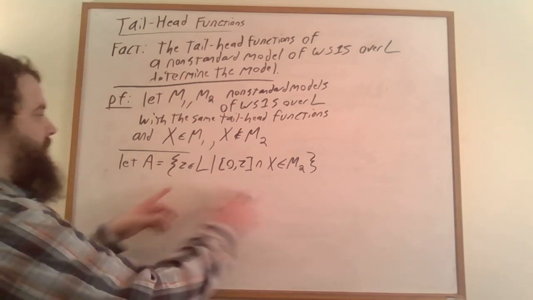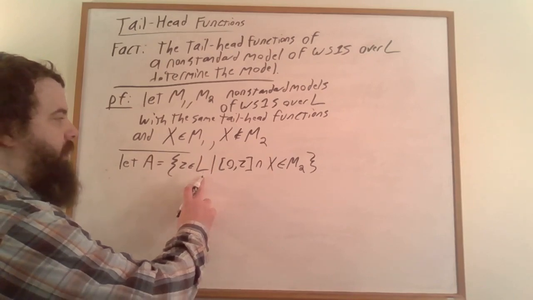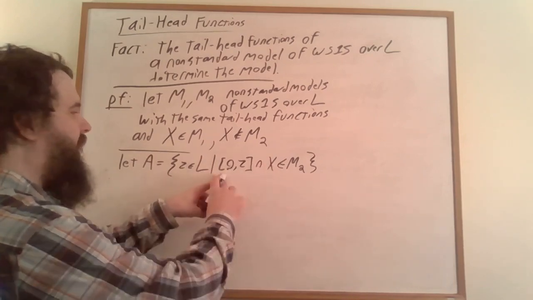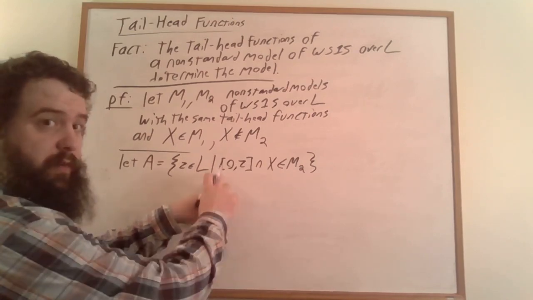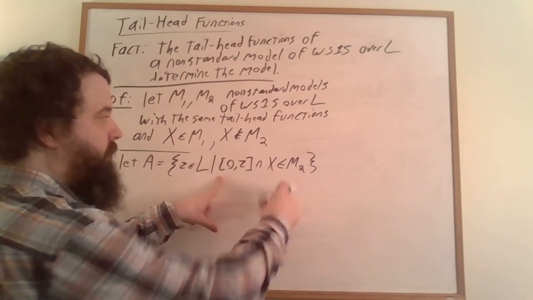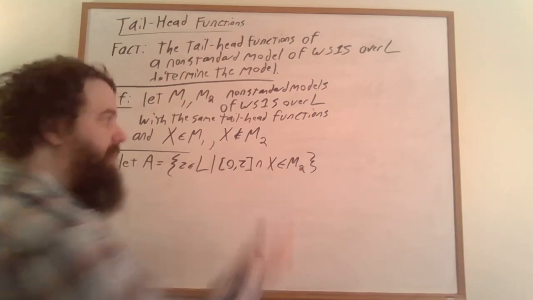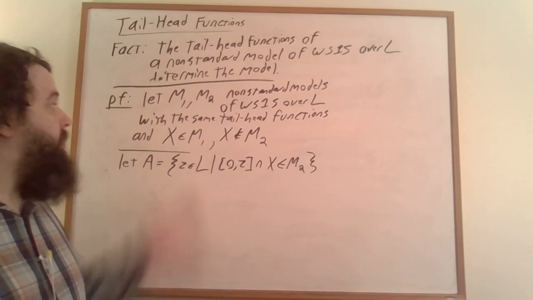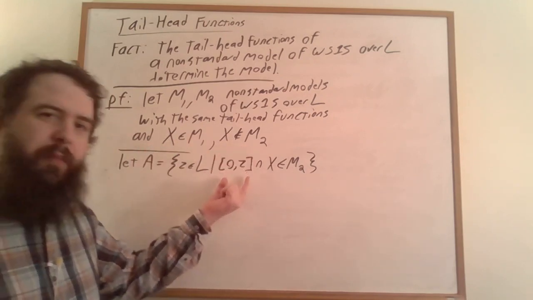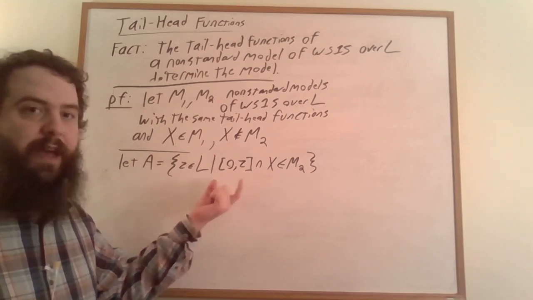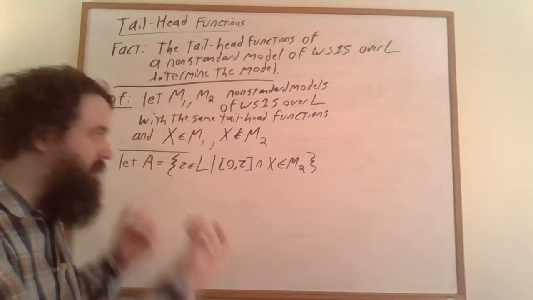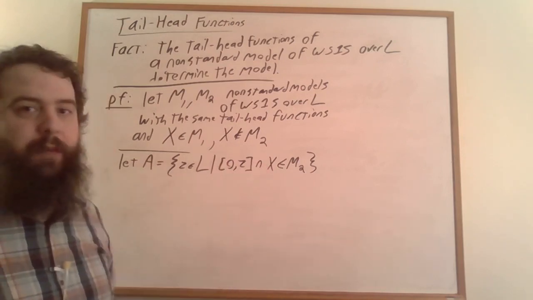So we'll have it be the set of all z in our linear ordering such that if we look at x up to z, so from the start up to z, then that restriction of x is still in M2. So maybe not all of x is in M2, but maybe some initial part of x is in M2. Somehow if we cut x off at a certain point, that resulting set is going to be in M2.